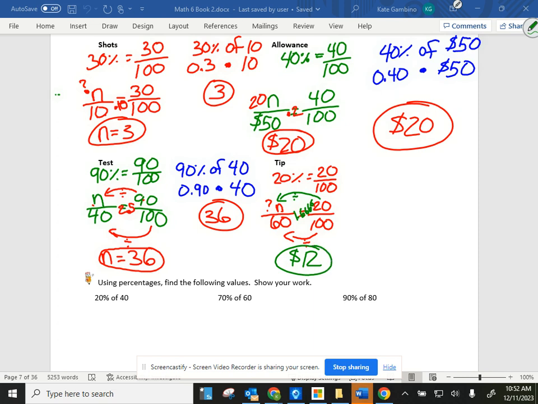If we want to do it the decimal way, how would I set that up? Nobody should be turning their page because I have not turned my page. We are all working together. Madeline, how would I set that up? You would do 0.20 times 60, because we know our tip is 20% of 60.